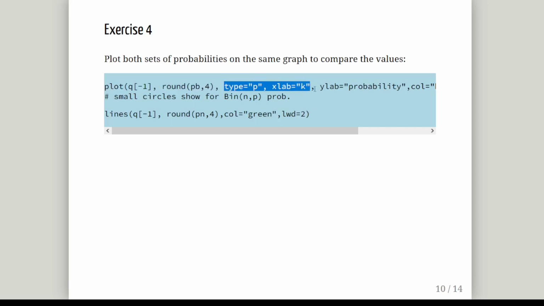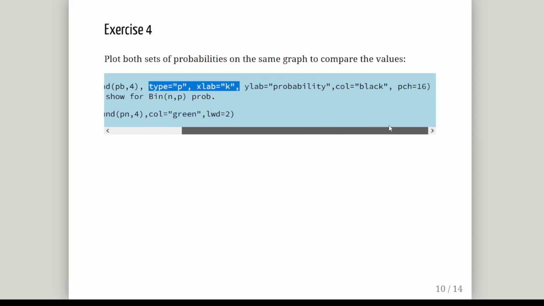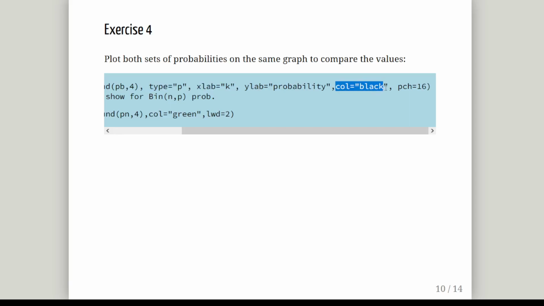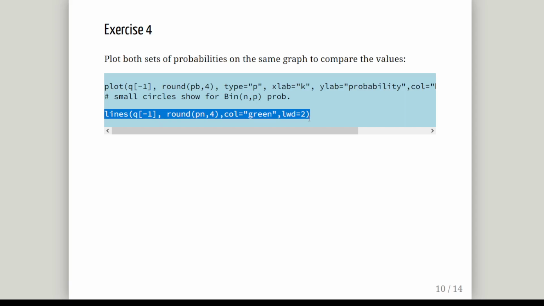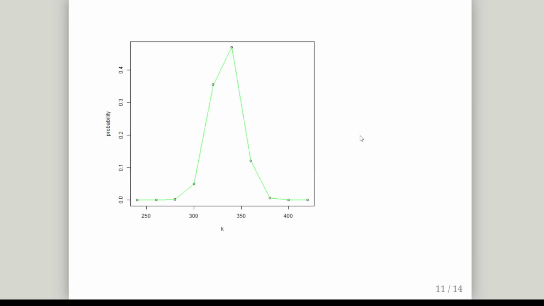So these are some additional things we can do to make our plot easier to look at. I'm going to put down the points first. Type P equal point. X lab equals K. Y lab equals probability. These are the labels. Color equals black, to make black points. And PCH is 16, that's the point character. So small black circles will show for the binomial distribution. For the normal approximation, we're going to put in a green line. So here we're putting in PN rather than PB, where the line is going to be green and have width 2. That's what it looks like there.